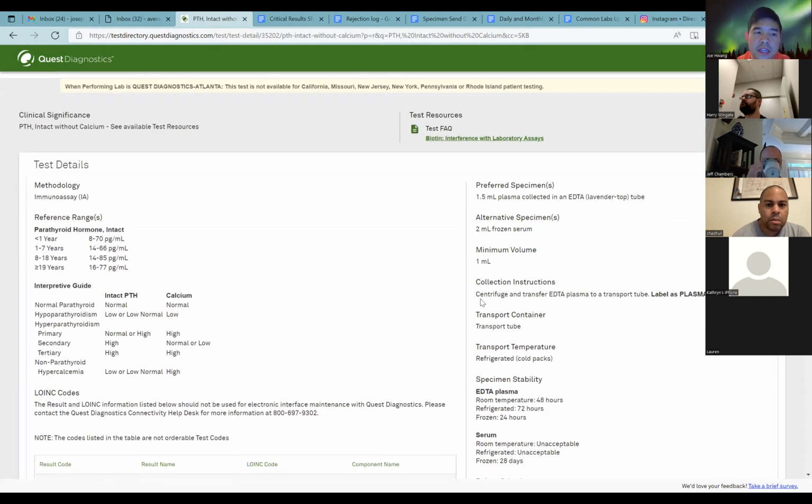And this collection here says to centrifuge and transport the EDTA plasma to a transport tube. So that's a couple things. One is draw a purple top like normal. It's the last tube that's going to be drawn. When you do centrifuge, it depends on the centrifuge. But when you take it out of this centrifuge, you can't invert the tube at all. If you do, it'll mix up.